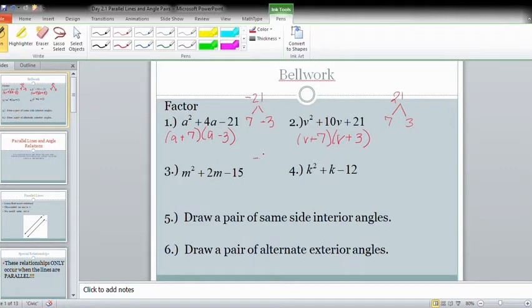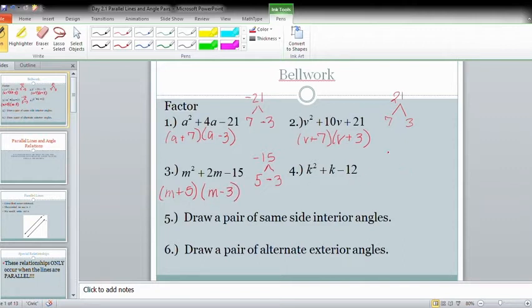Again, now we're looking at negative 15. Factors of negative 15 are 5 and 3. Positive 2, so the smaller number is going to be negative. M plus 5 and M minus 3.